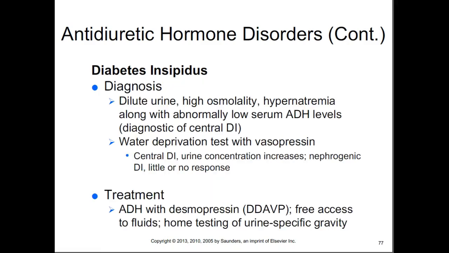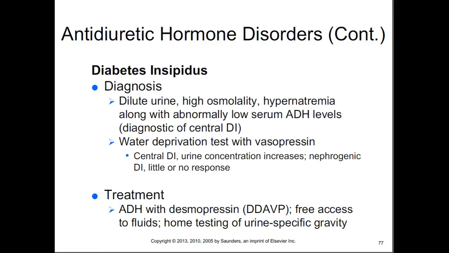manifestations of cell shrinkage. Right, diagnosis is going to be looking at the urine and seeing that it's extremely dilute, has high osmolality and hypernatremia, along with low serum ADH levels, right? So the dilute urine, high osmolality and hypernatremia in the blood, along with abnormally low serum ADH levels. So that's diagnostic of central DI. Right, so water deprivation test with vasopressin.